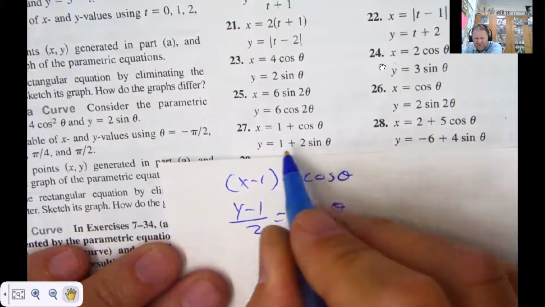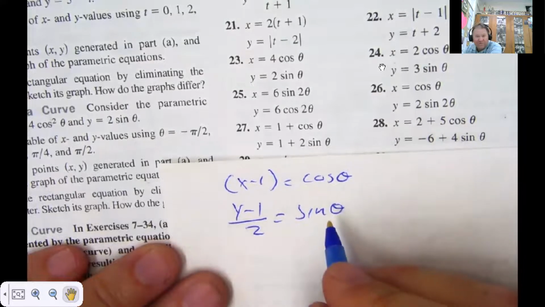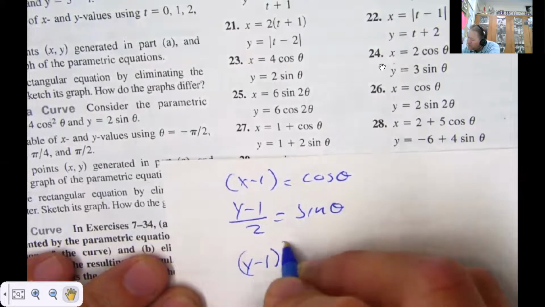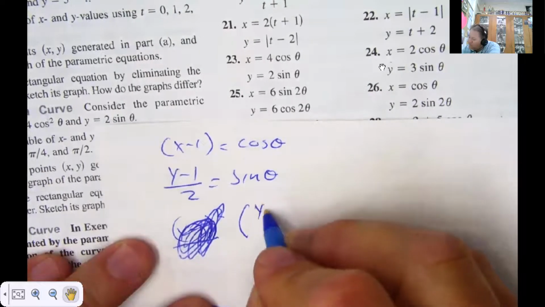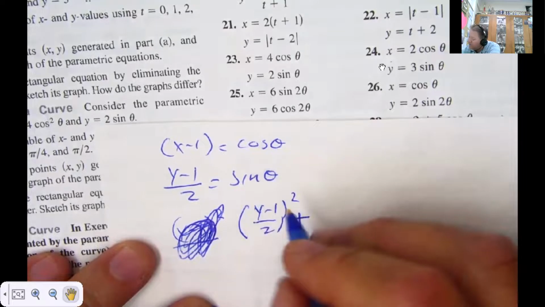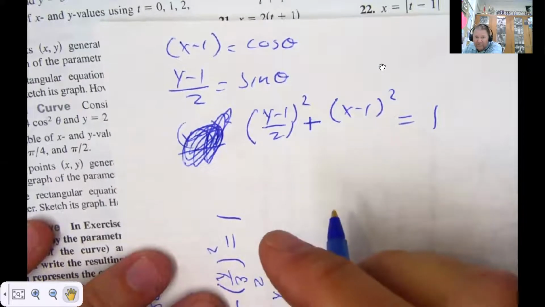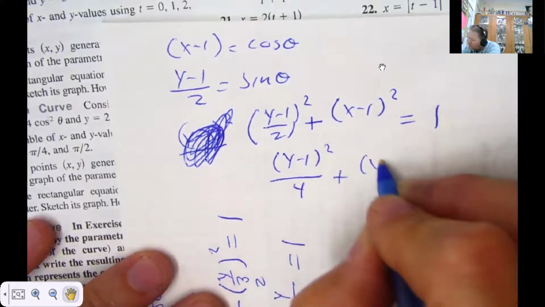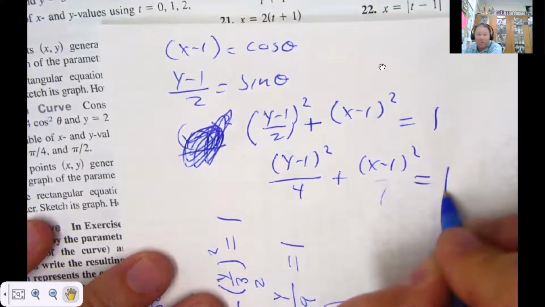I did skip an algebra step. Subtract a 1, then divide by 2. Now, sine squared plus cosine squared equals 1 again. So that's going to be y minus 1 over 2 squared plus x minus 1 squared equals 1. So this would be y minus 1 squared over 4 plus x minus 1 squared over 1, if you want to write over 1, equals 1.